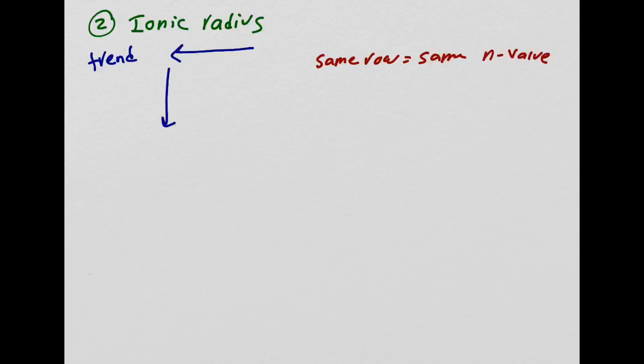If you're in the same row, you have the same n value, then charges matter. If you have charges, the more negative you are, that means the bigger you are.